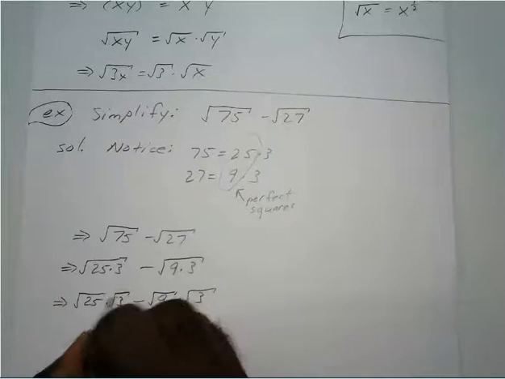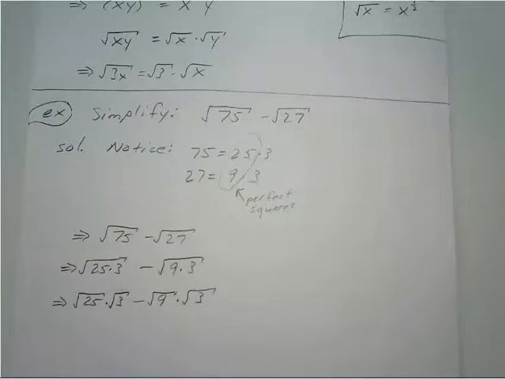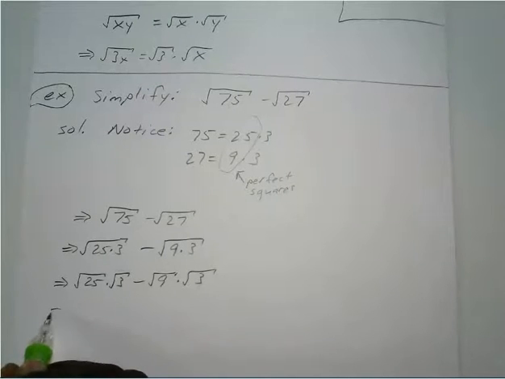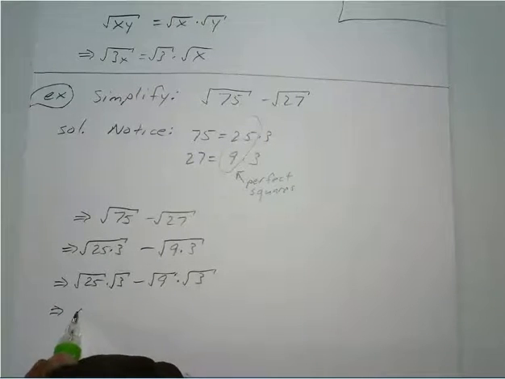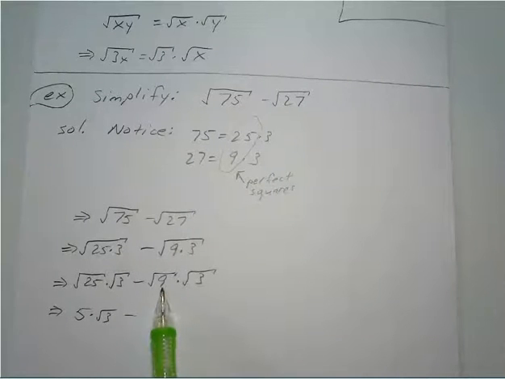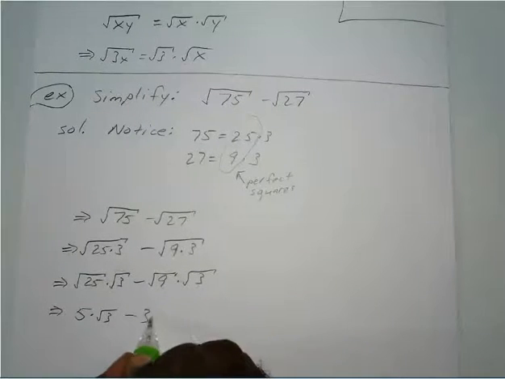Times square root of 3. There we go. Okay, so all we did was get our 25 times 3 and separate it. Now 9 times 3 and we separate it. Okay, so even though square root of 25 is plus or minus 5, we're just going to do the plus sign for this one. So since square root of 25 is 5, that's 5 times square root of 3 minus square root of 9, positive or negative 3, but we're just going to look at the positive. So you have 3 times square root of 3.